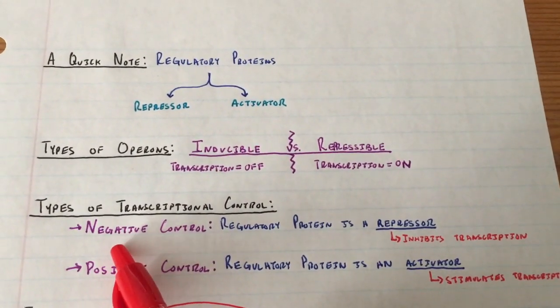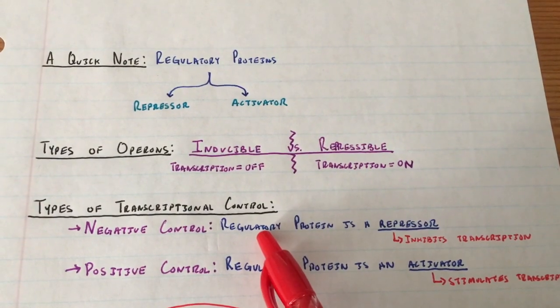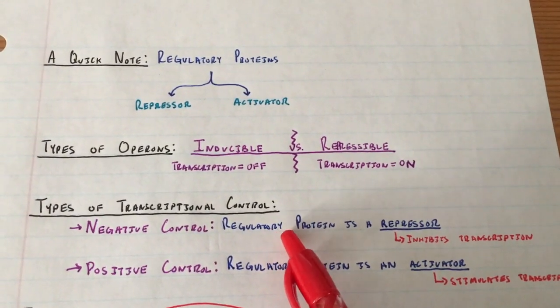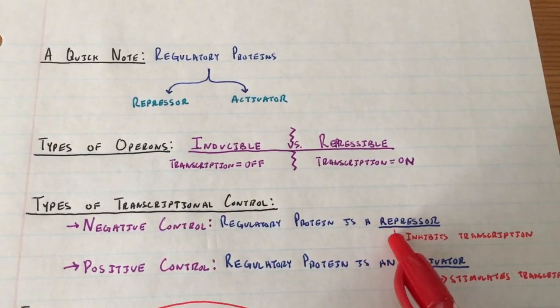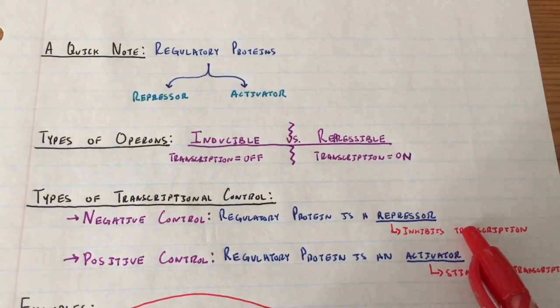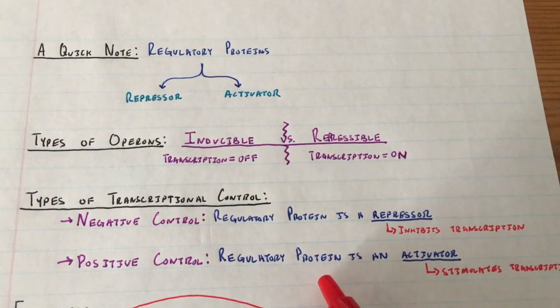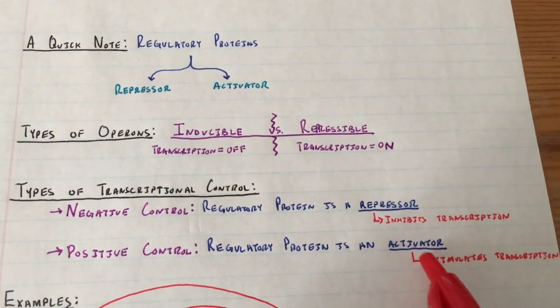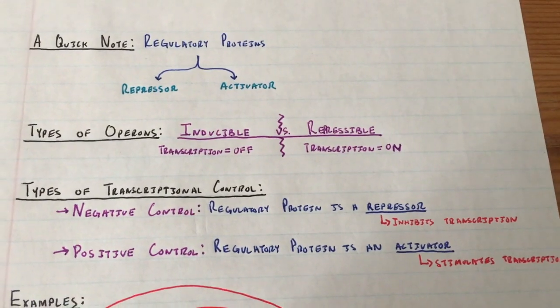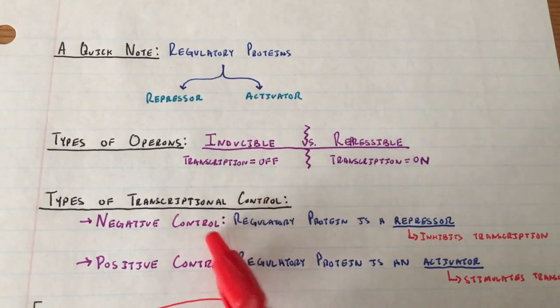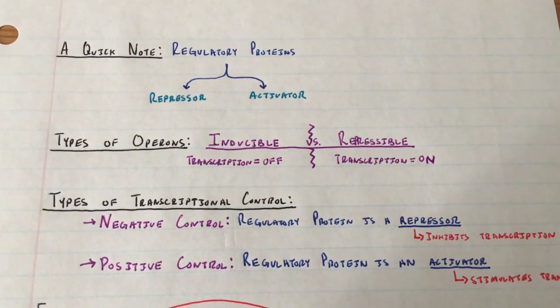Briefly, in negative control, the regulatory protein, which is created by lac I, remember, is a repressor, which is going to inhibit transcription. In positive control, the regulatory protein, created by lac I, is an activator, which is going to stimulate transcription. We're going to keep these in mind as we move forward and work on some examples.